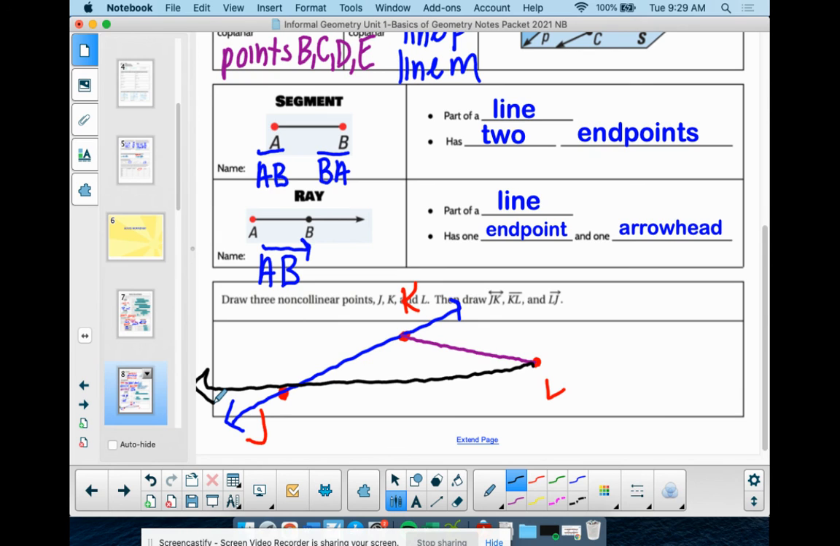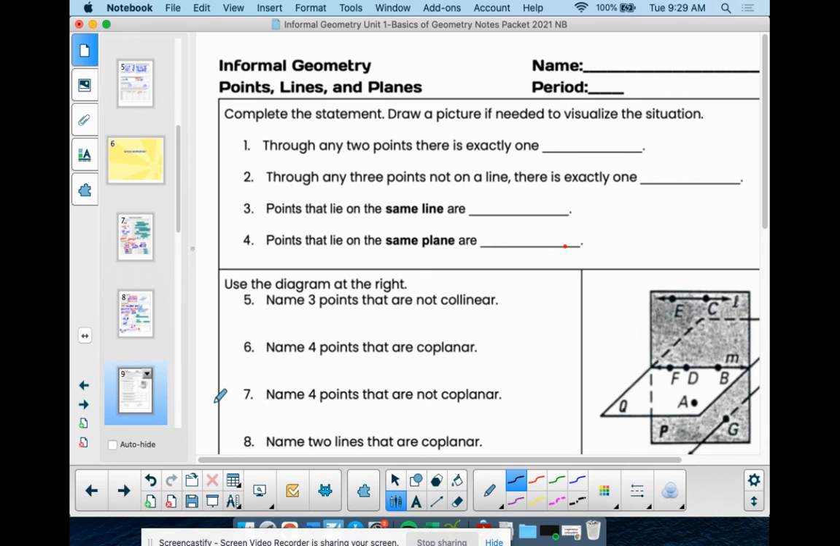All right, should we start some of these together and get on a roll? Okay, number 1. Through any 2 points, there's exactly what? 1. I'll give you hints, either point, line, or plane. What do we think? Through 2 points. Line, yes. It's a line.